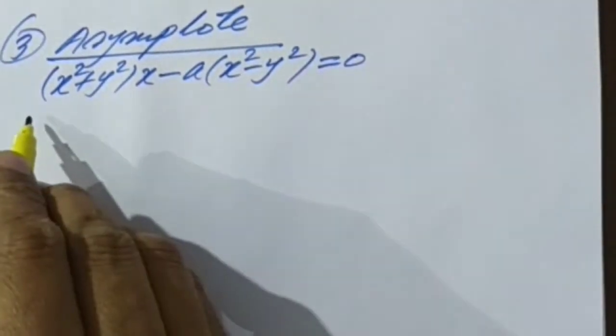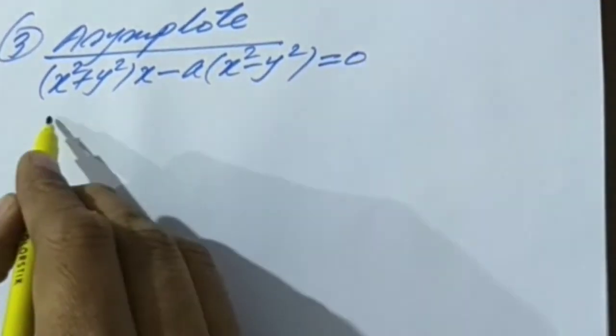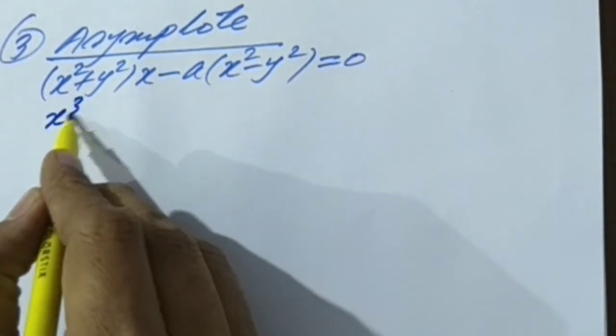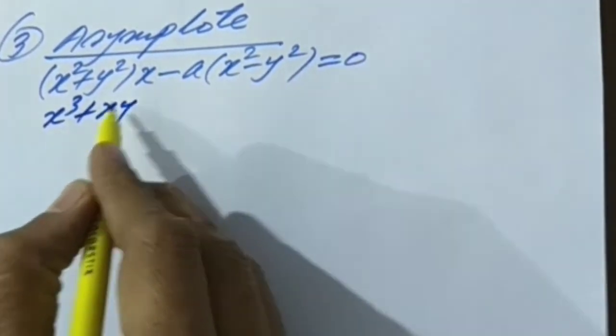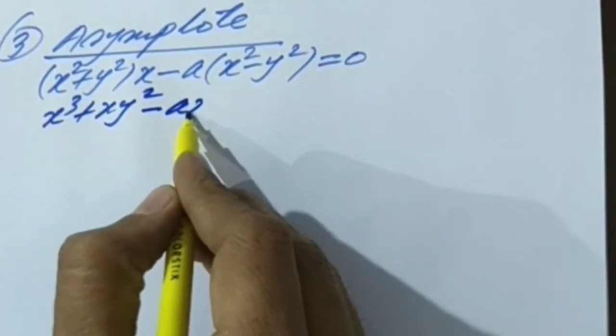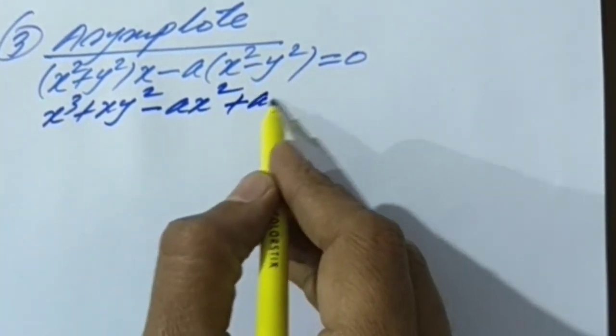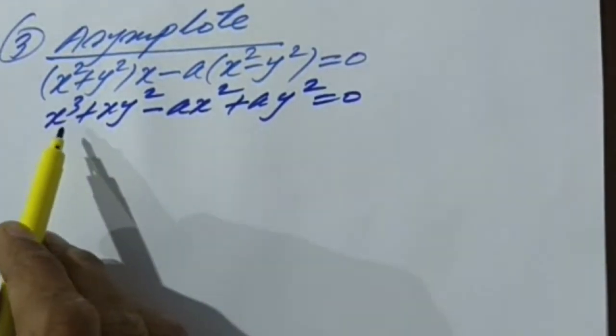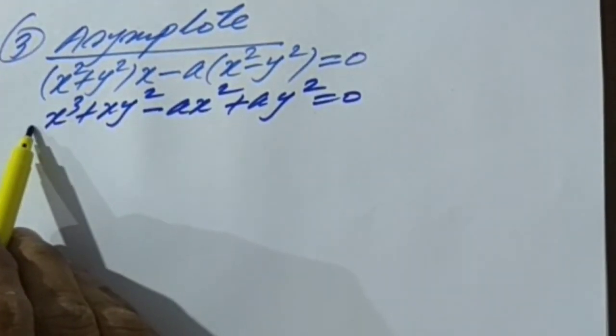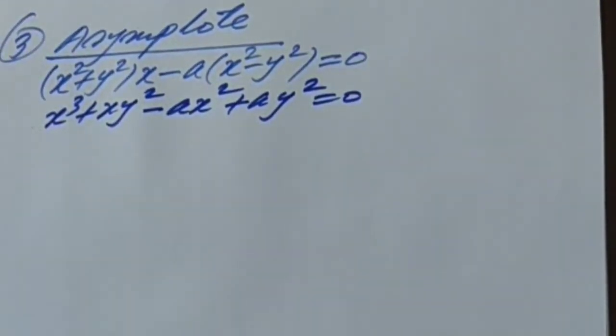As we observe the equation, if we open it up, we get x cube plus xy square minus ax square plus ay square is equal to 0. As we observe, the highest degree term in x is x cube and whose coefficient is constant. So that means there is no asymptote parallel to x-axis.